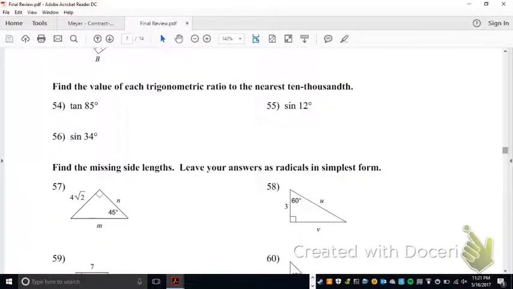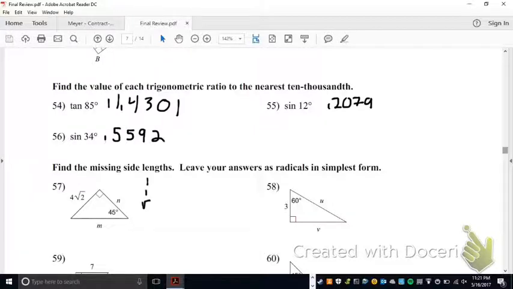54, 55, and 56. So 54, what you're going to do is you're going to take your calculator. You're going to hit tangent 85, enter. And then you're going to write it down to the nearest 10,000th. Repeat that with 55 and 56. And those are your answers. That is just calculator work.